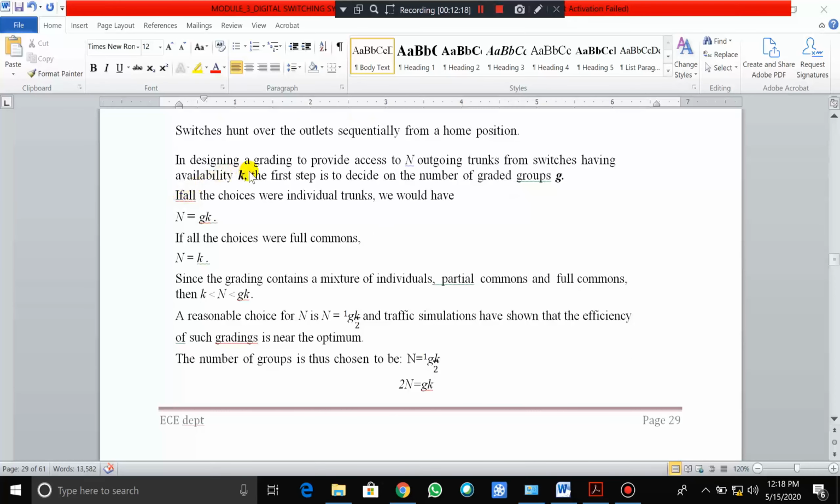So in order to design the grading to provide access for n outgoing trunks from the switch with availability k, the first step is to decide the number of grade groups, that is G.